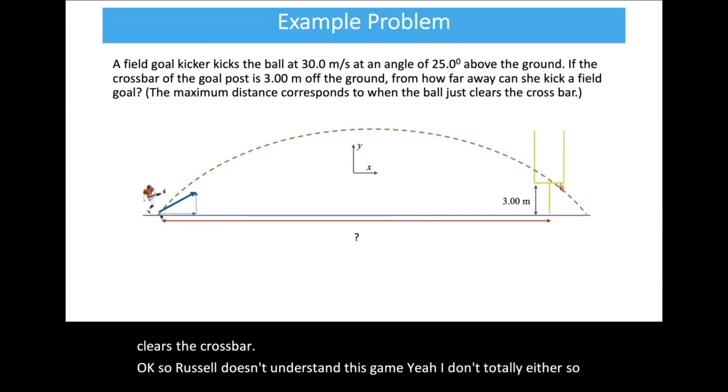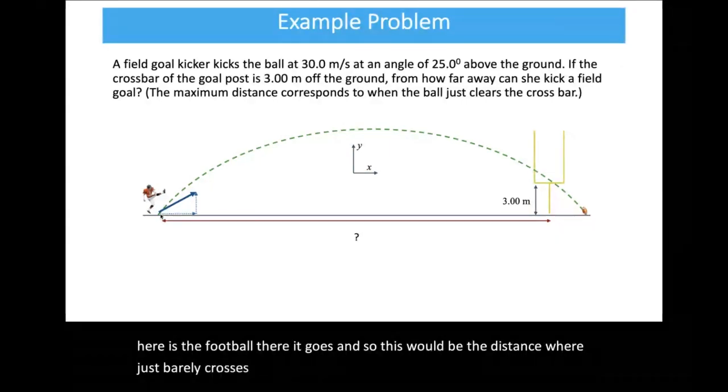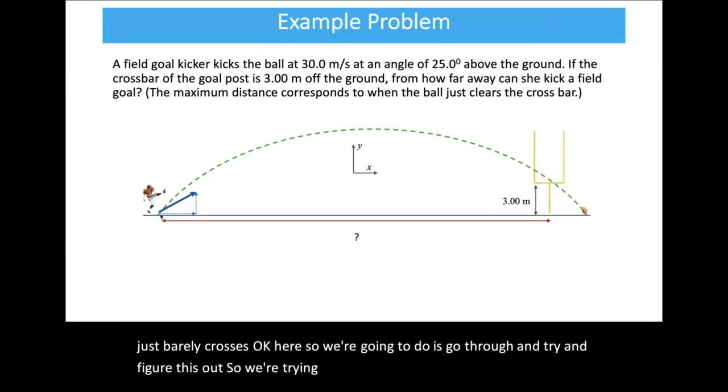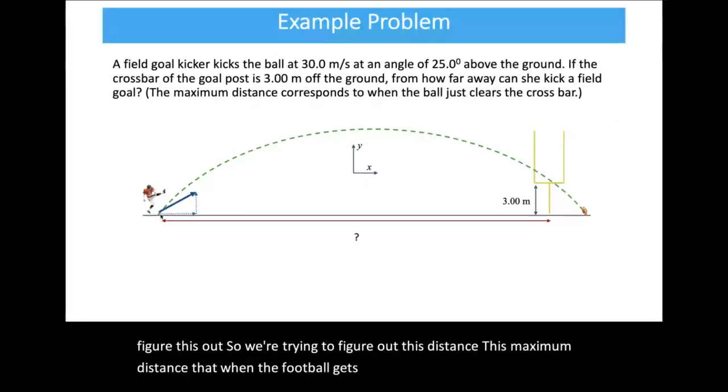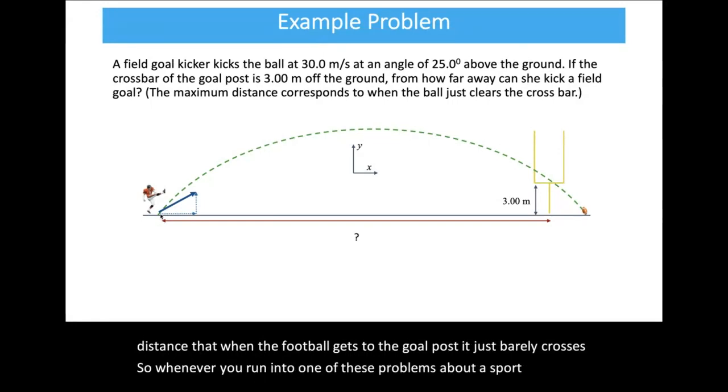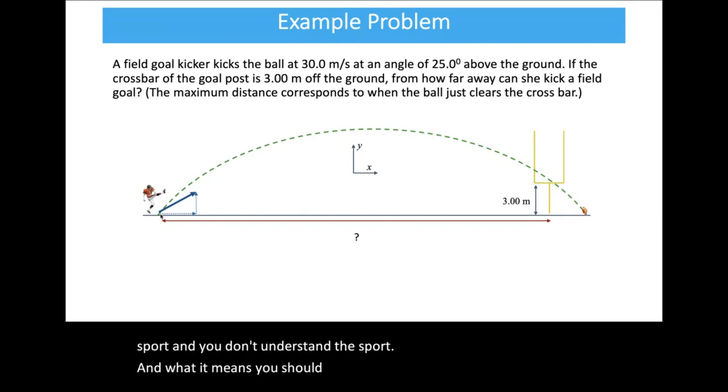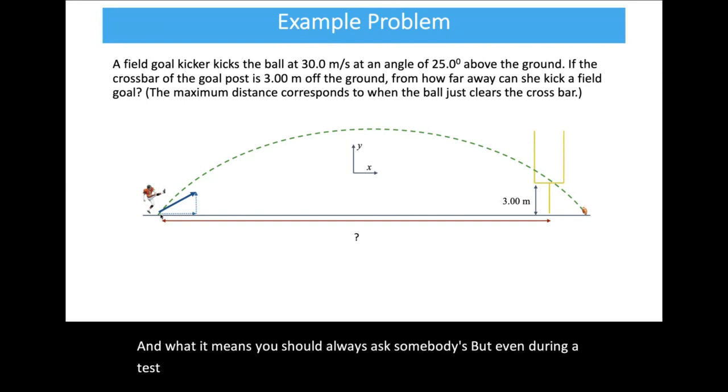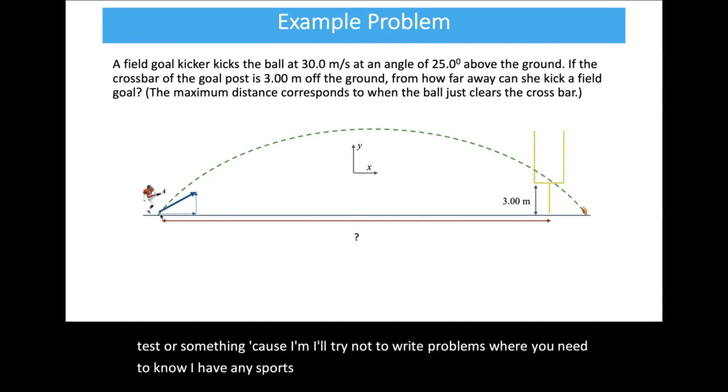So here is the football. There it goes, and so this would be the distance where it just barely crosses, here. So what we're going to do is go through and try and figure this out. We're trying to figure out this maximum distance, where when the football gets to the goalpost, it just barely crosses. Now if you run into one of these problems about a sport and you don't understand the sport and what it means, you should always ask somebody, even during a test, because I'll try not to write problems where you need to have any sports knowledge to solve them.